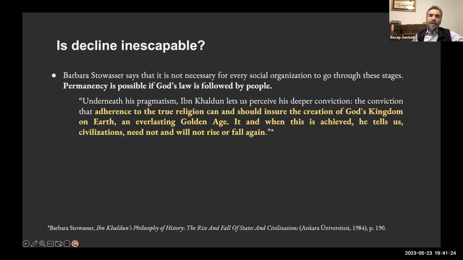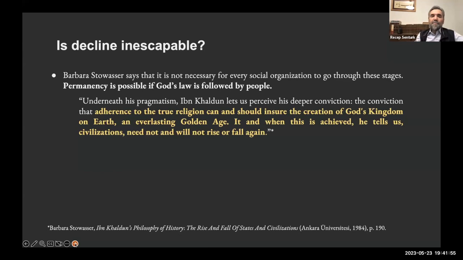However, this brings to mind, is Ibn Khaldun a predeterminist? Is he a fatalist? Is this rise and decline a destiny that cannot be avoided? And is it necessary for all societies to go through these five stages and to fall?